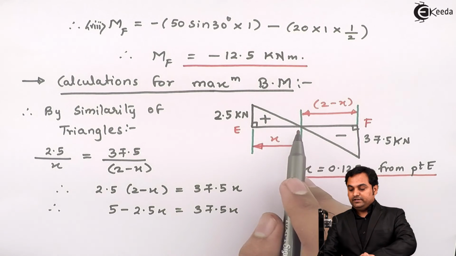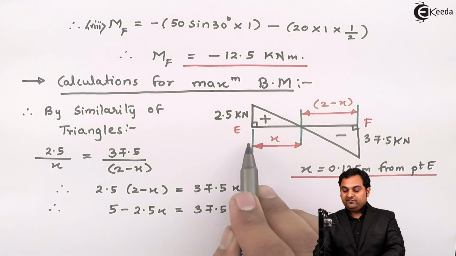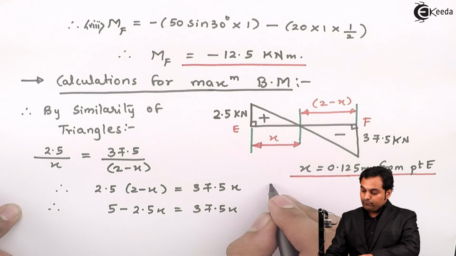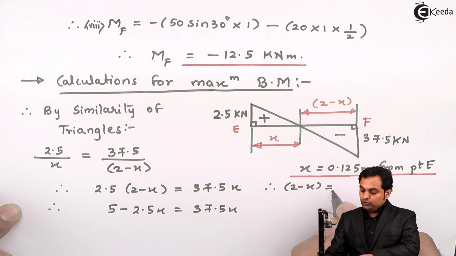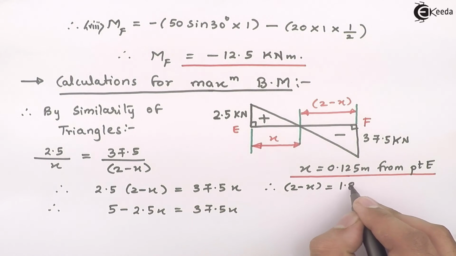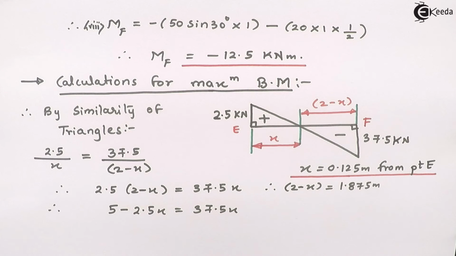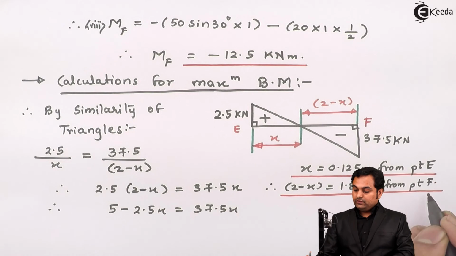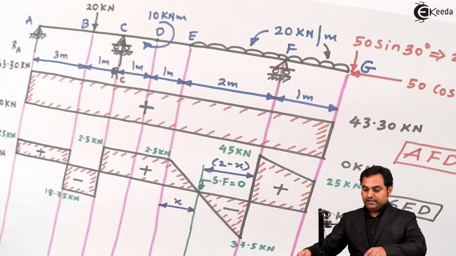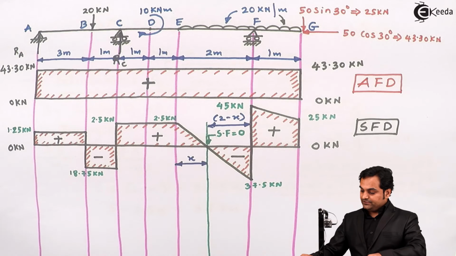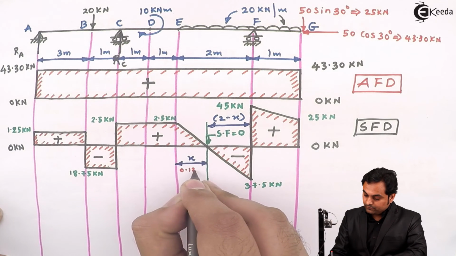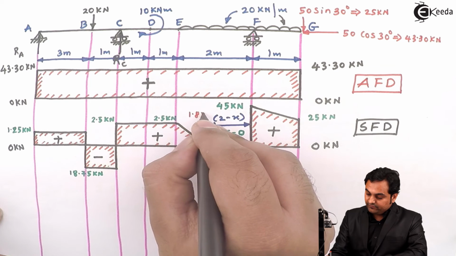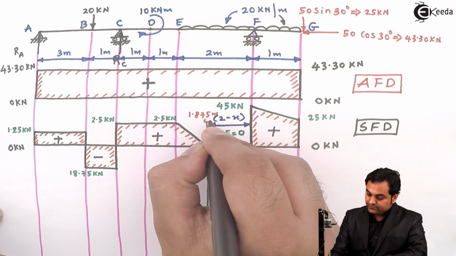That is, here I have found out that shear force is 0 at a distance of 0.125 meter from point E. So from F also I'll write down, from F that will be 2 minus x. So therefore this 2 minus x value will be 2 minus 0.125, that is 1.875 meters, and that is from F. So I'll show these values onto the diagram. X is 0.125 meters and 2 minus X, that is at a distance of 1.875 meters, the value of this.